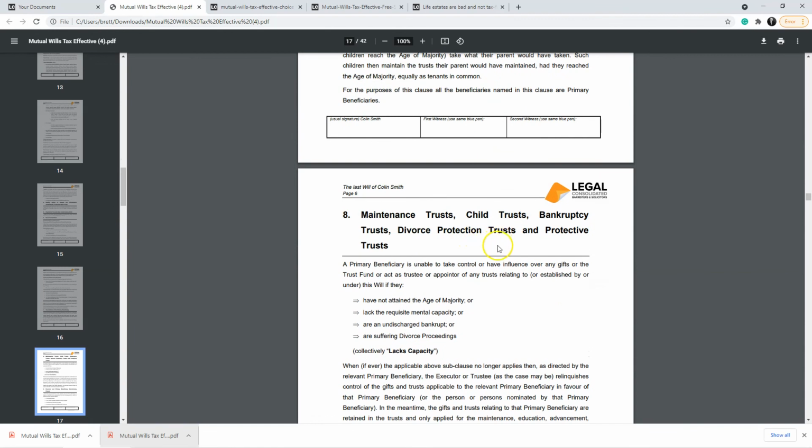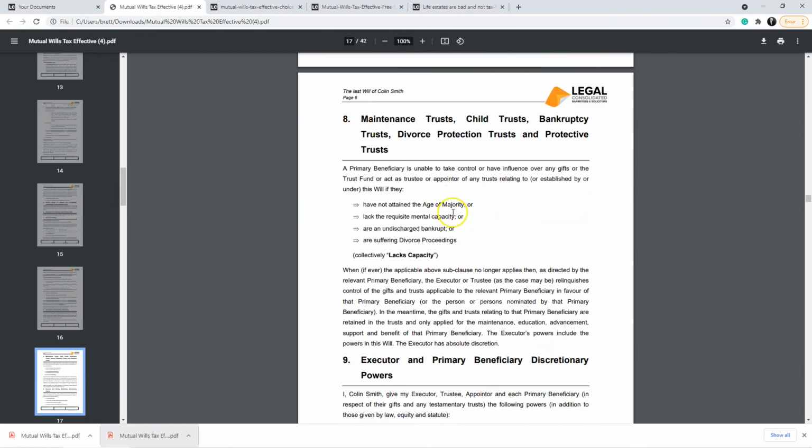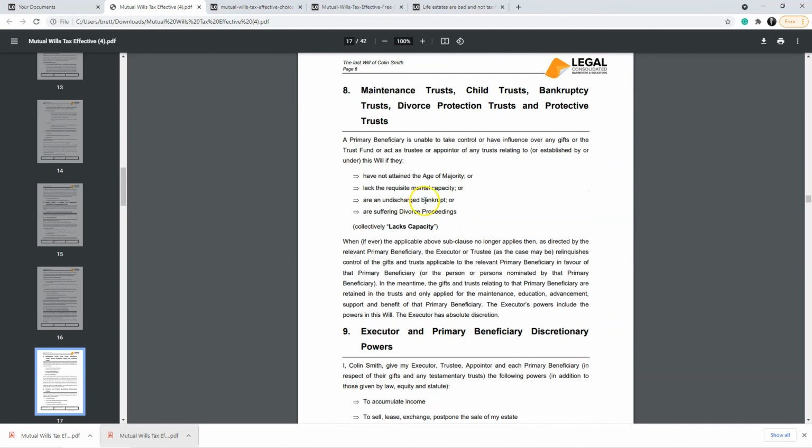Now we'll look at clause 8, which deals with maintenance trusts. This is a really important section for vulnerable children. Let's say they haven't attained the age of majority, and for the vulnerable child, we made it 99 years of age in this will. Then the wealth can still be used for maintenance, education, advancement, support and benefit of that vulnerable child. That is as wide as we can legally make it. That's the most discretion we can give to the two executors in order to help that particular vulnerable child.